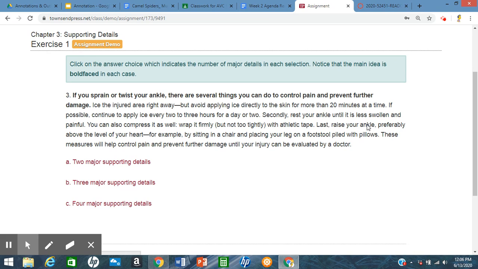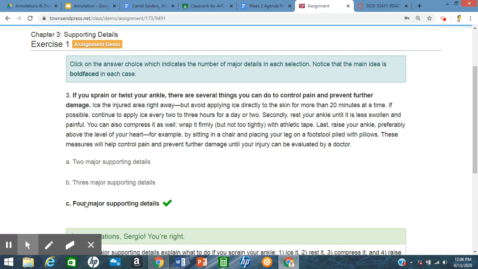So we know that there are at least 4. Because then this is another way to sum up the main idea. These measures will help control and prevent further damage. So this is restating the main idea. So this is not a major supporting detail. So it begins and ends with the major supporting detail. So we know that we have a total of 4 major supporting details, and we will see if we are correct. And we are.